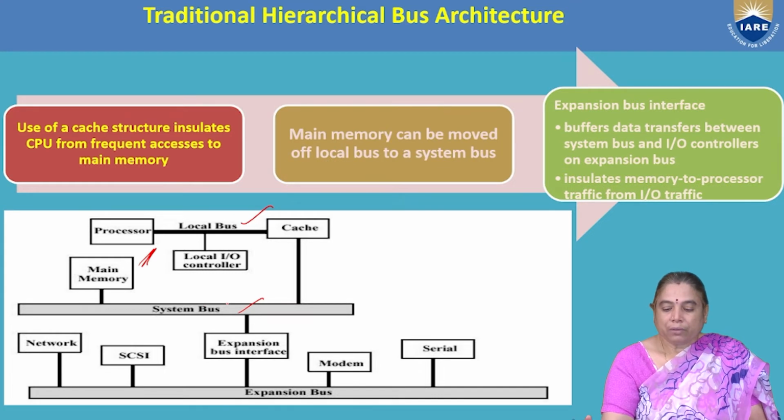So here the buffer transfers, data transfers can be made with the expansion bus. The devices that are involved in the demand of communication are connected with the expansion bus. So memory to processor traffic can be greatly reduced, and the memory can be directly connected to the system bus. So IO traffic can be taken care of by the memory with the help of the expansion bus. This type of architecture is called traditional hierarchical bus architecture.